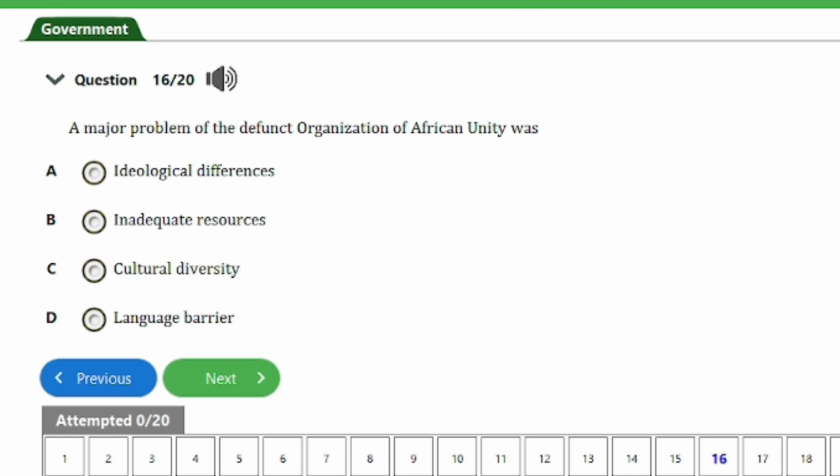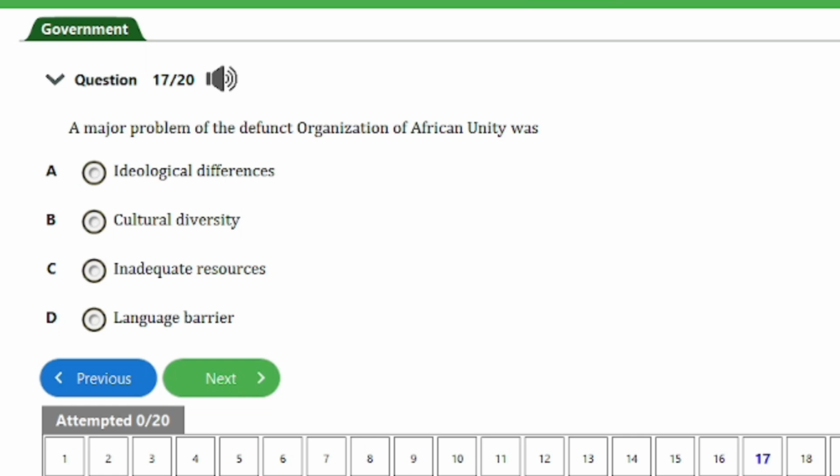So let's go ahead and consider the next question, guys. So we have here question number 17. It says, a major problem of the defunct Organization of African Unity was, alright, so that's the same question we just answered, and that's option A here. So let's go ahead and check out the next question together, guys.